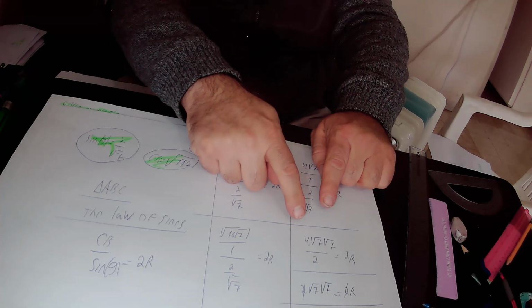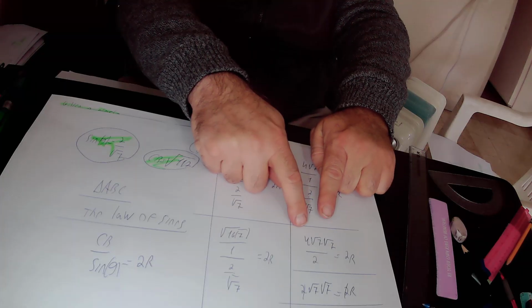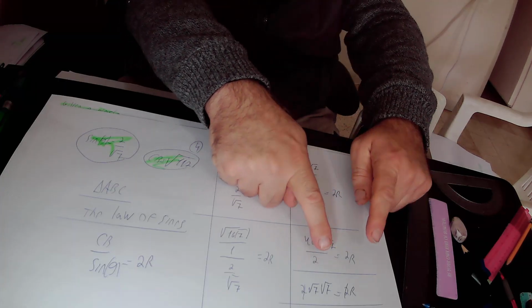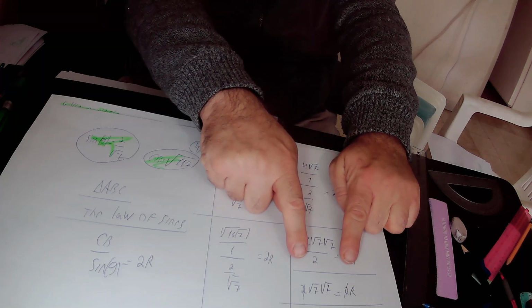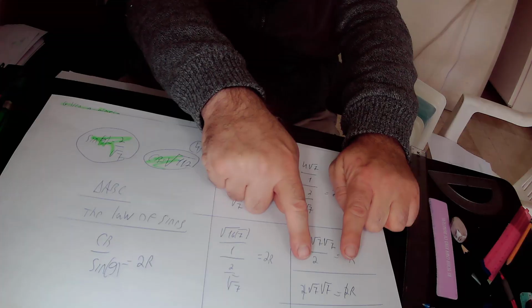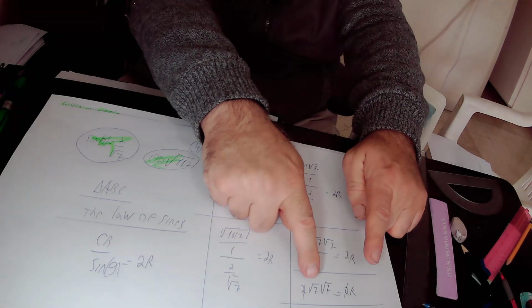4 over 2 is 2, so in total this expression equals 2 times square root of 7 times square root of 7, equals 2R. We have 2 on both sides of this equation, so the 2s get cancelled, and we are left with square root of 7 times square root of 7, that is 7, equals 2R.